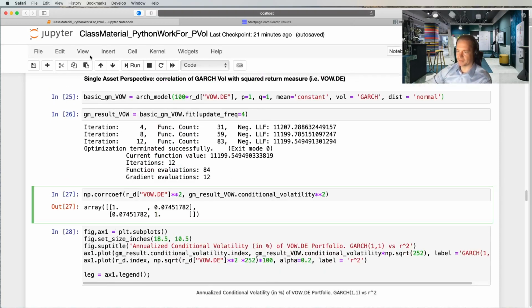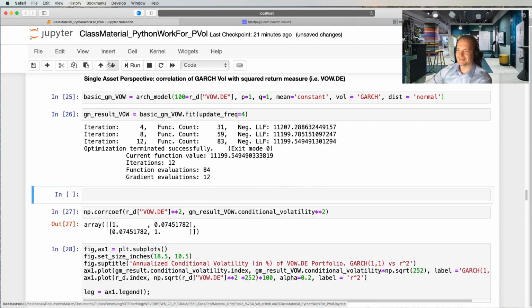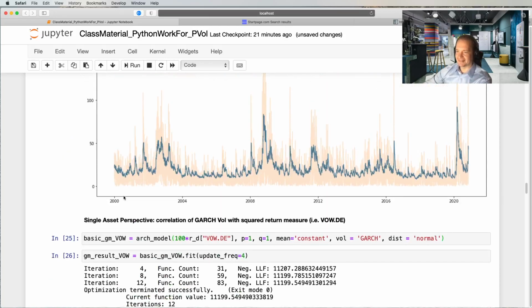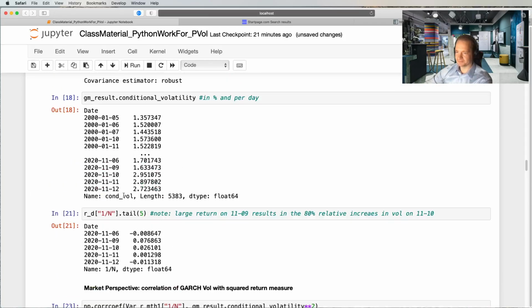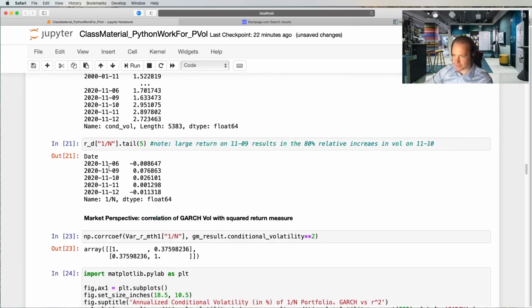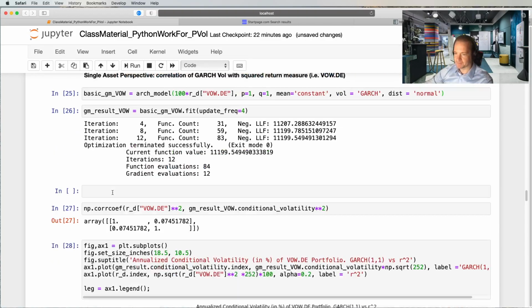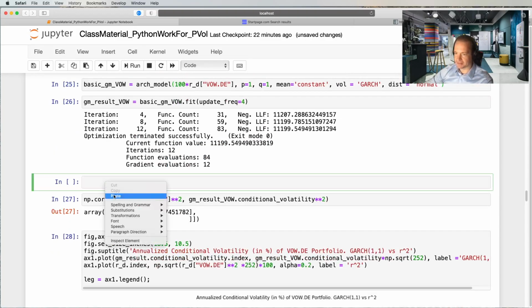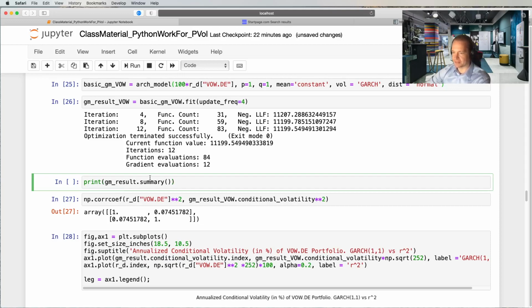Someone, we are not in the cloud. I wanted to ask someone to do it. Let's just get the parameter estimates of the GARCH. GM result Volkswagen. What am I doing here?